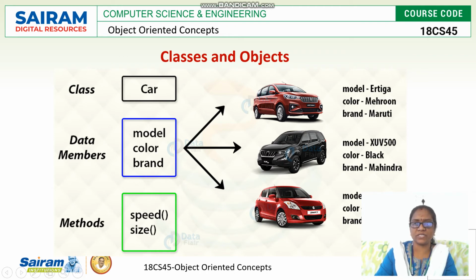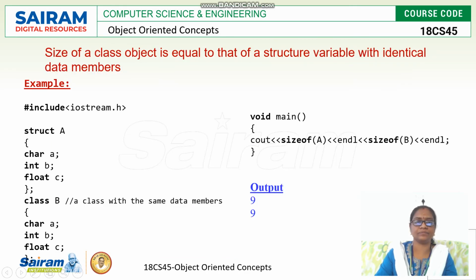What are the objects? First one is model Ertiga, color maroon, and brand Maruti, which is one object. And model XUV 500, color black, brand Mahindra is another object. And similarly, model, color and brand for another one. Likewise, n number of objects can be created for one class.